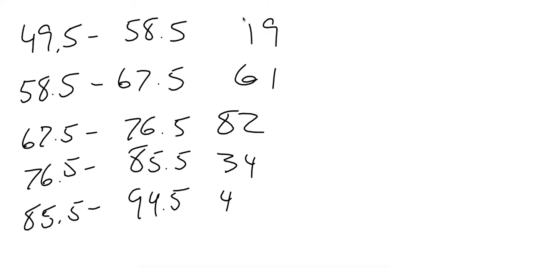They're saying that 19 occur in this range, 61 occur in this range, 82 occur in this range, 34 in this range, 4 occur in this range. They're telling us our alpha value is 0.01, and these add up to 200. So we can use those later.